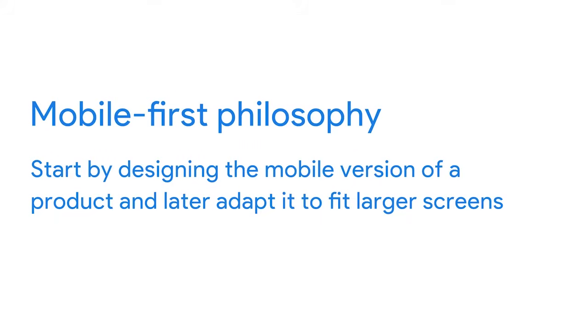Progressive enhancement is closely related to a mobile-first philosophy. A mobile-first philosophy means that we start by designing the mobile version of a product and later adapt it to fit larger screens, like tablets, laptops, and desktop computers. In the past, many designers started with the desktop version of a website and then tried to adapt it for smaller screens, like tablets and mobile phones. But in recent years, a mobile-first approach has become increasingly popular in the world of UX design. Why? Well, each year, the number of mobile phone users around the world grows. Since we're designing with users' needs front and center, this means designing for the devices and screen sizes they're using most.